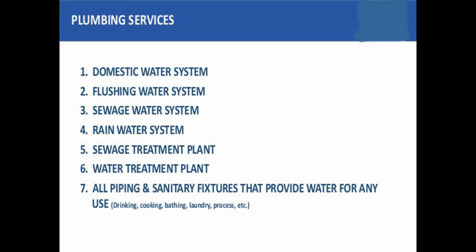The plumbing service is very important. It includes the domestic water system inside a building, flushing, toilet usage, and the sewage water system, how to treat the sewage waste from the toilet. Then the rainwater system in places where you find scarcity of water, and the sewage treatment plant, which is required on a small scale in small buildings, and on a large scale in hospitals and big buildings, and also all piping and sanitary fixtures that provide for any use. So this comes under the plumbing services.